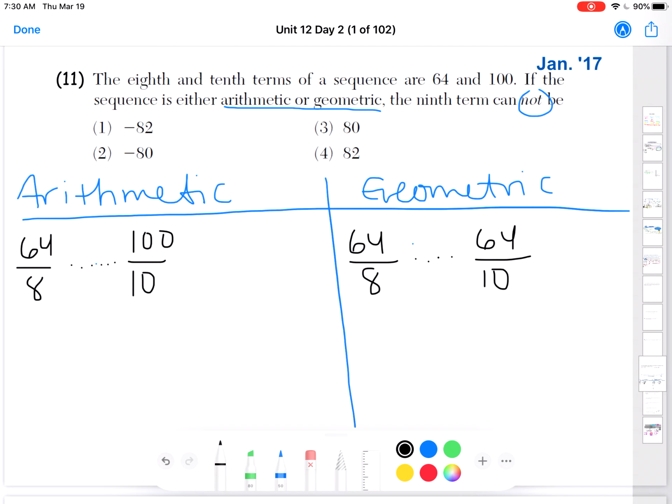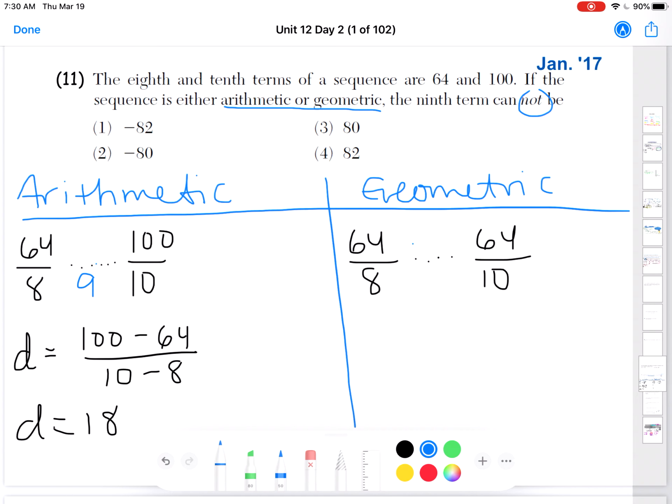So first thing I'm going to do is find the common difference, but I notice again it's space between, so I can't just do second minus first. I have to do the slope formula. And we get a common difference of 18. If the common difference is 18, the 9th term is going to be 82. So 82 can work. Let's do the same thing for geometric.